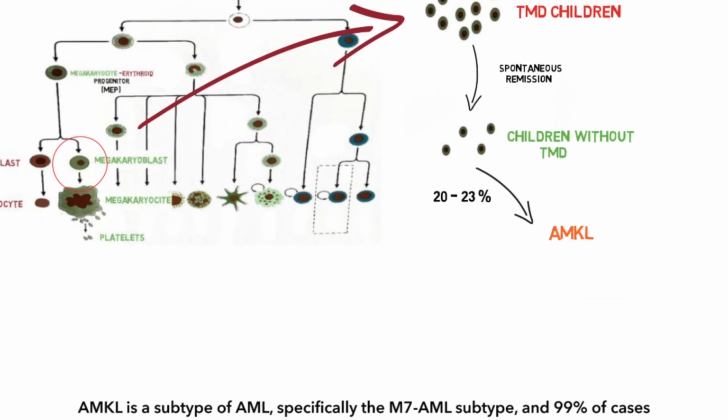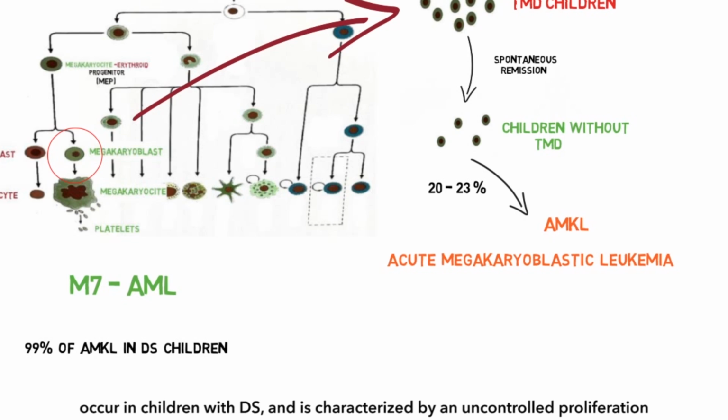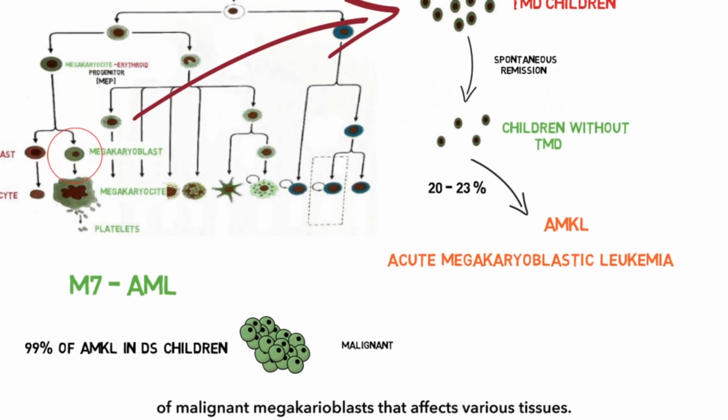AMKL, or acute megakaryoblastic leukemia, is a subtype of acute myeloid leukemia, specifically the M7-AML subtype, and 99% of cases occur in children with Down syndrome, and is characterized by an uncontrolled proliferation of malignant megakaryoblasts that affects various tissues.